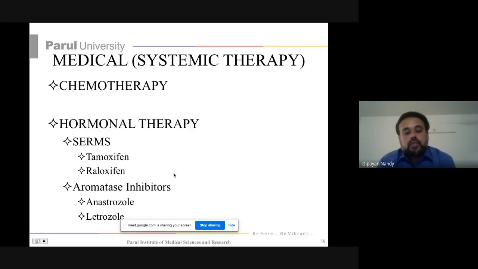In post-menopausal patients, of course, tamoxifen is not that helpful. So in those patients, the aromatase inhibitors, namely anastrozole and the newest drug letrozole, are used with the same effects.